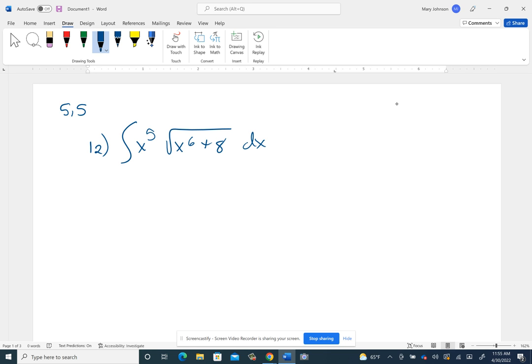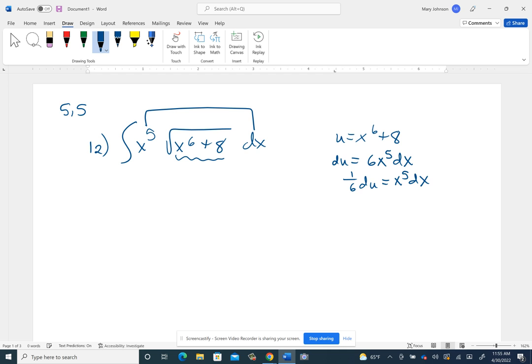So what they're talking about is when you have a problem like this, you can let u equal that inside part. And the derivative of that would be 6x to the fifth dx. I see the x to the fifth dx there, so I can adjust by getting that 6 off of that side. Okay, and so I could rewrite this as the square root of u, the 1/6 du. And by now we've done this a lot, so you might already be writing that 1/6 out in front.